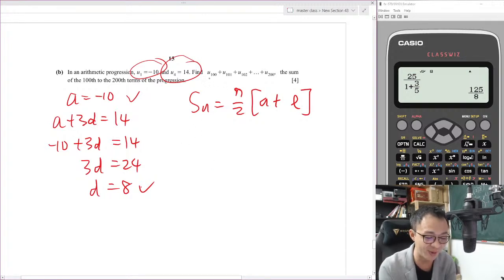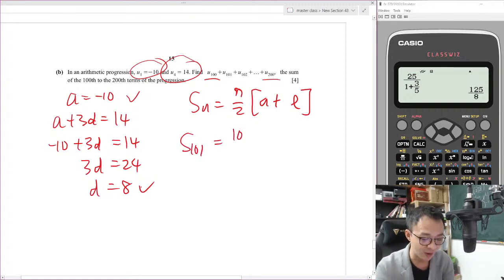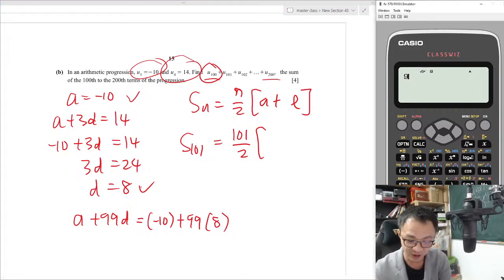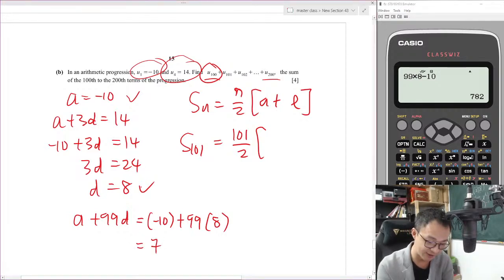This one total here, how many terms? For 100 to 200, there is 101 terms. So this is 101 over 2. Then I assume this one as my first term. Then I want to find a plus 99d. So a equals negative 10 plus 99 times d, d equals 8. So 99 multiply 8 minus 10. So the first term is 782.